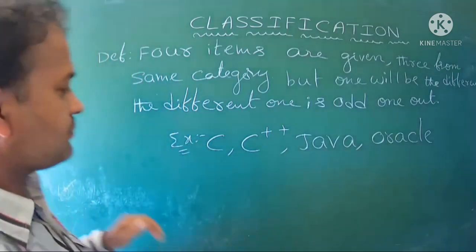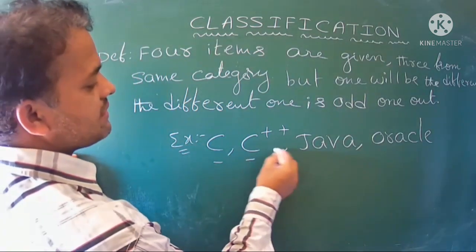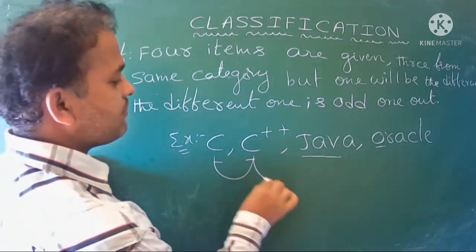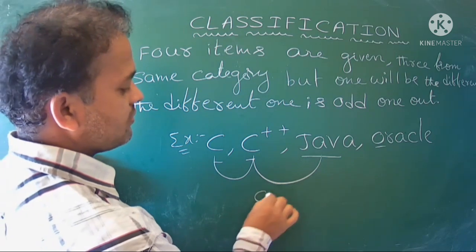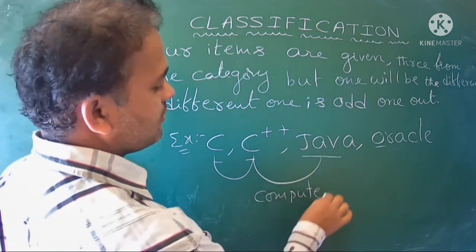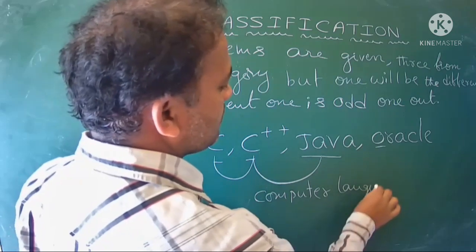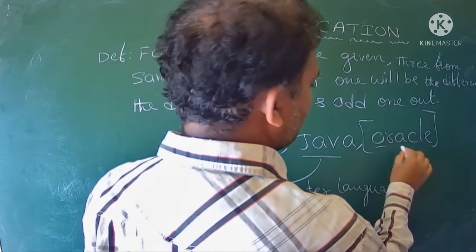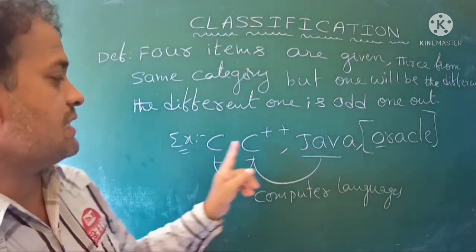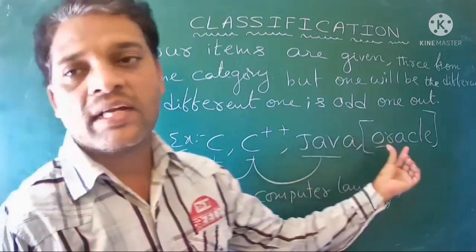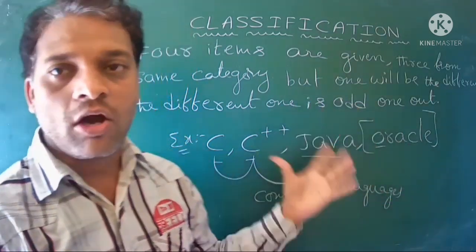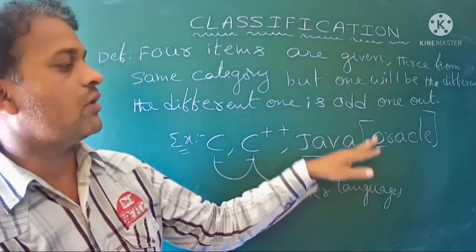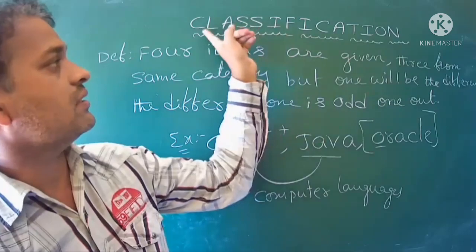For example, C, C++, Java, Oracle. Actually C, C++, Java are called computer languages. But Oracle is not a computer language. So these 3 are from the same category, and Oracle is from a different category. So the odd one out is Oracle. This is in the form of classification.